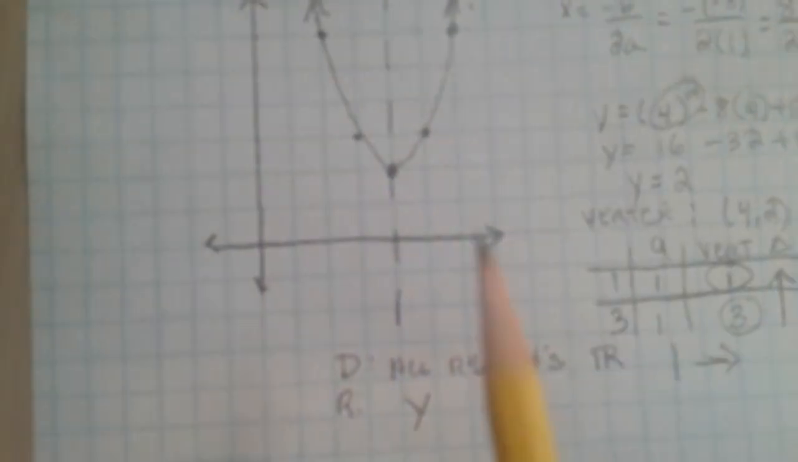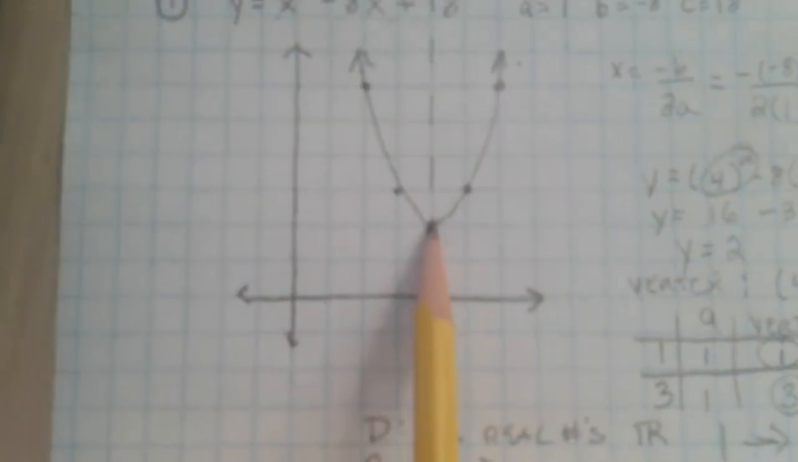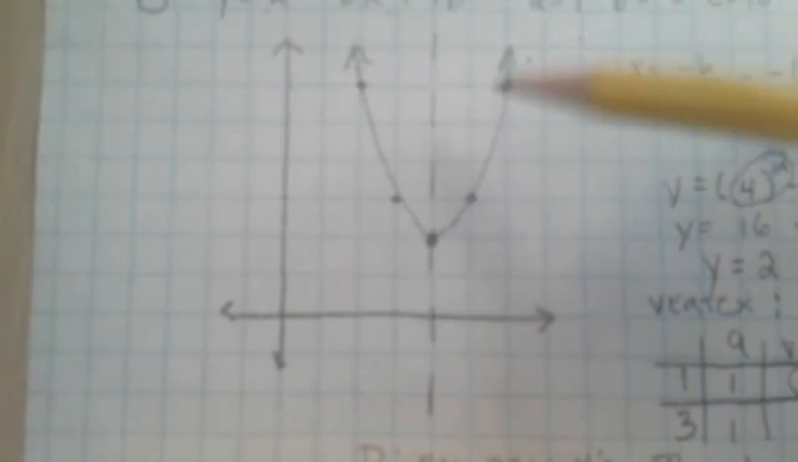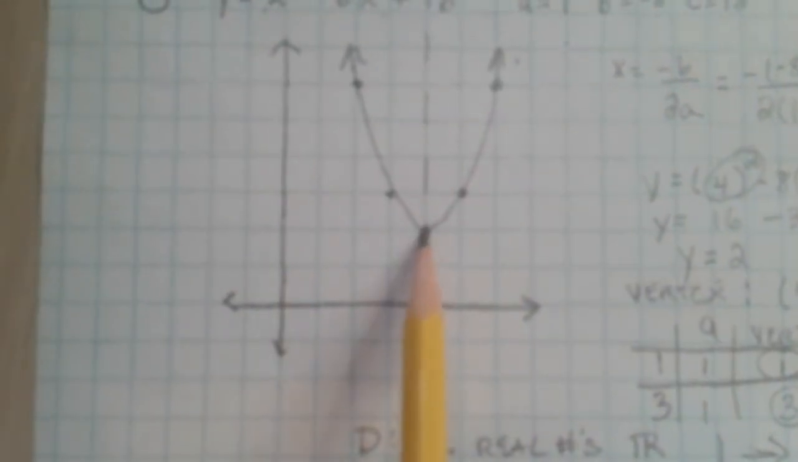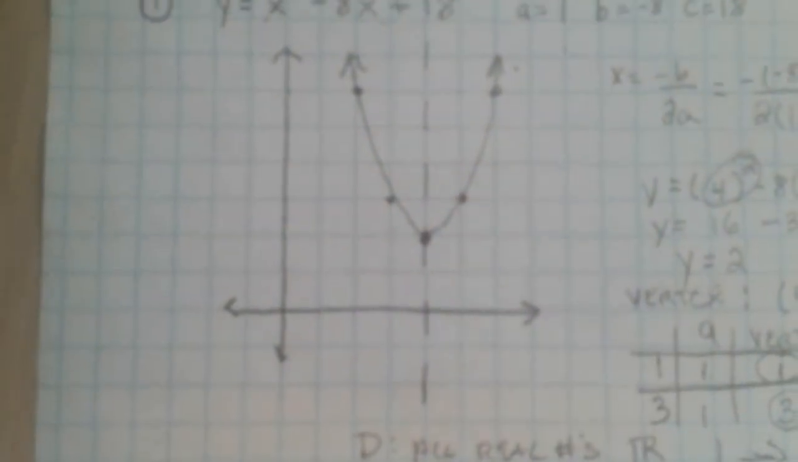The range, since the graph opens up, it's going to be greater than or equal to. This is the smallest y value possible. All the other y values on this curve are greater than or equal to this value. So what's the y value here? Well, that's right here too, the y value of the vertex.